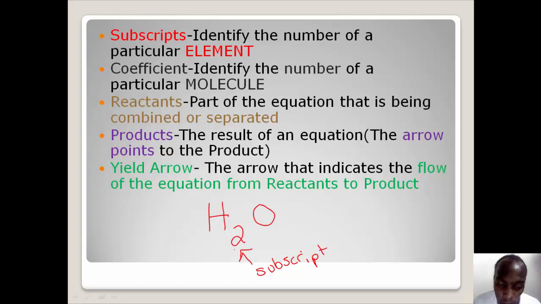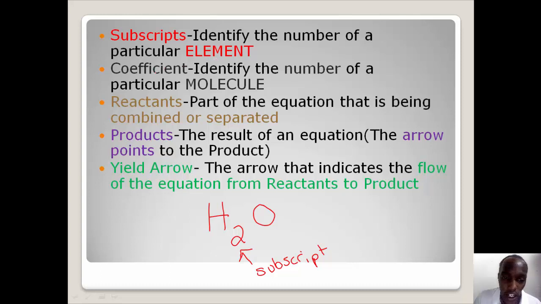And the subscript says how many of the element that it is next to there are. So for example, this 2 right here tells me that I have 2 hydrogen. If I had a 2 right here, it would tell me that I had 2 oxygen. But because the 2 is right here after the H, it tells me that I have 2 hydrogen. So subscripts simply tell you the number of each element.